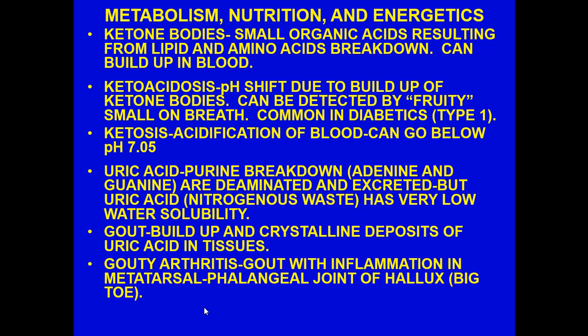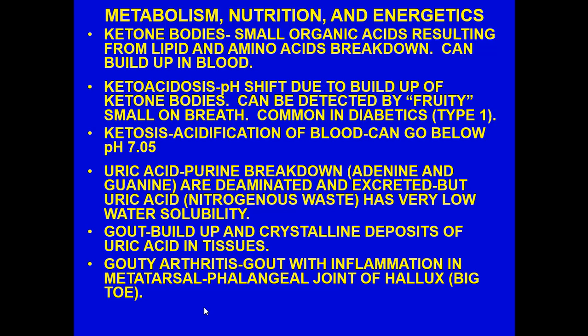Another area, ketone bodies. What ketone bodies are: small organic acids resulting from lipid and amino acid breakdown. They can build up in the blood. Examples would be beta-hydroxybutyric acid, acetone, things like that, okay? This leads to what's called ketoacidosis, okay? The buildup of ketone bodies in the blood causes a pH shift, and the pH shift is toward acidity.